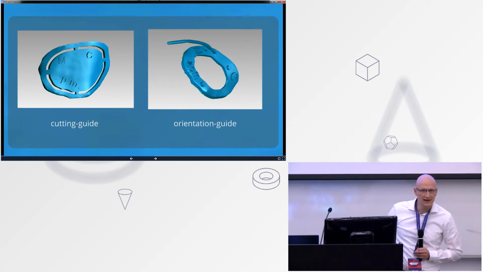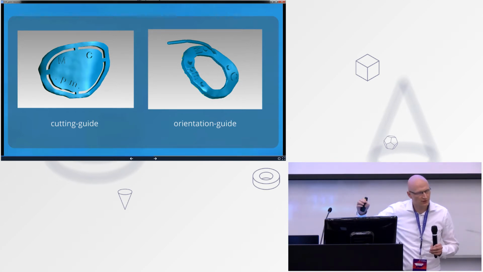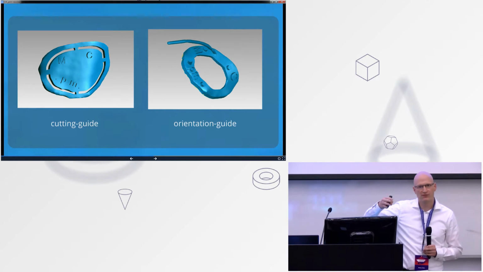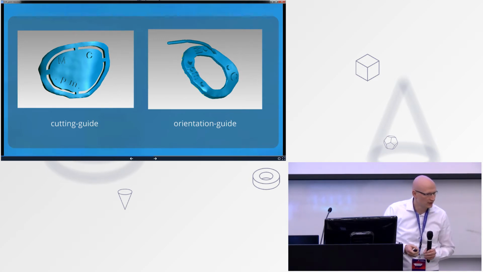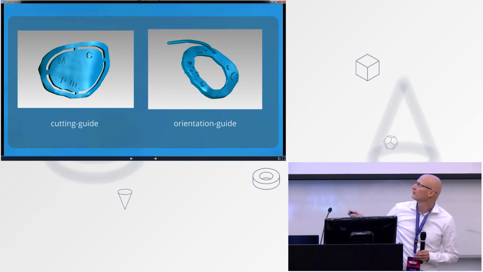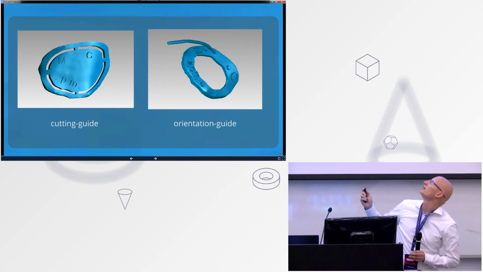Firstly, it's a cutting guide, and it can be used for cutting the shape and the proper size of the patch even before the operation, or even before the critical period of the operation, because during cardiac surgeries the heart is stopped, the aorta is cross-clamped, and there is no blood supply to the heart, so we have to reduce that time as much as we can. So it's a shaper, a normal patch shaper, and then there is an orienter.